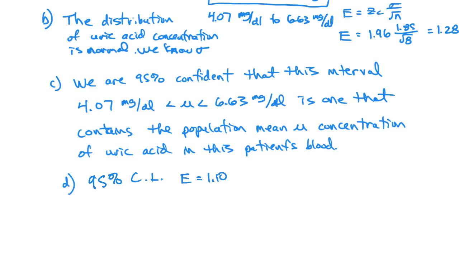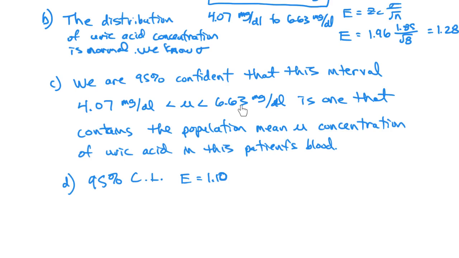So here's a question we should think about. Look what we had over here. We had a maximum margin of error of 1.28. Here, we want a smaller margin of error. So if we're going to get a smaller margin of error, are we going to need more samples or less samples? And hopefully you're saying more samples.